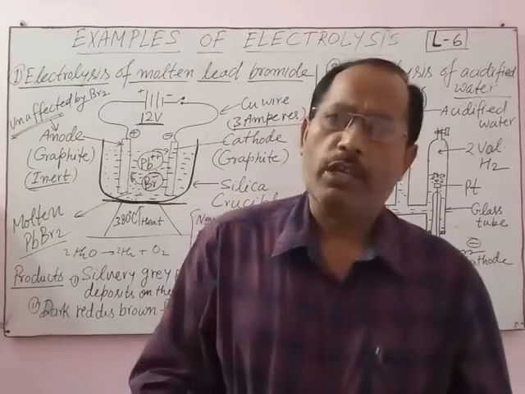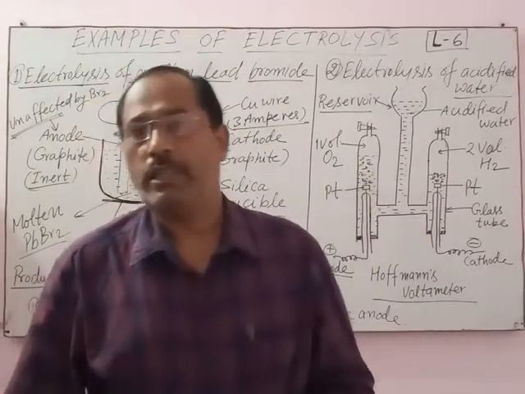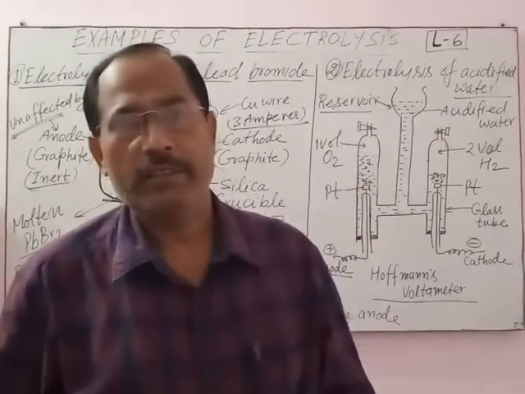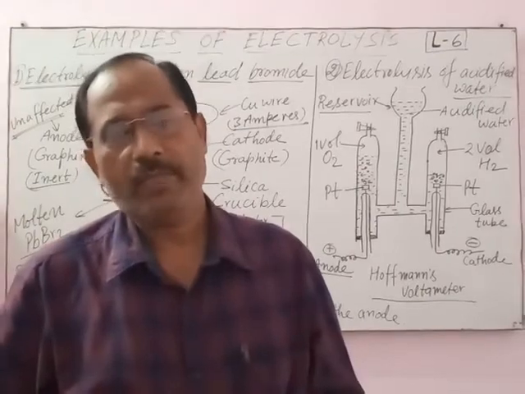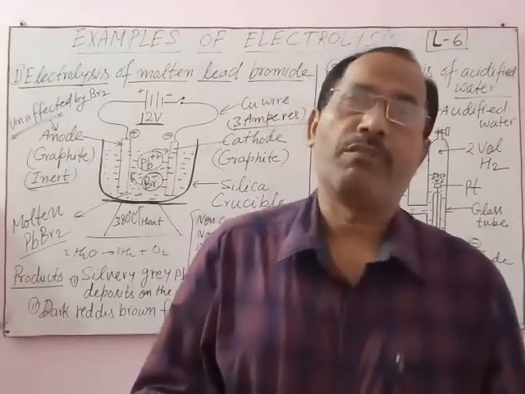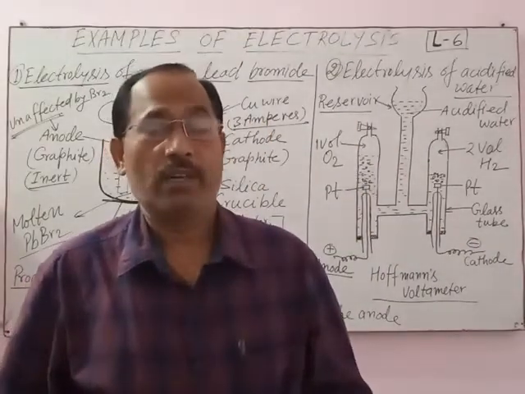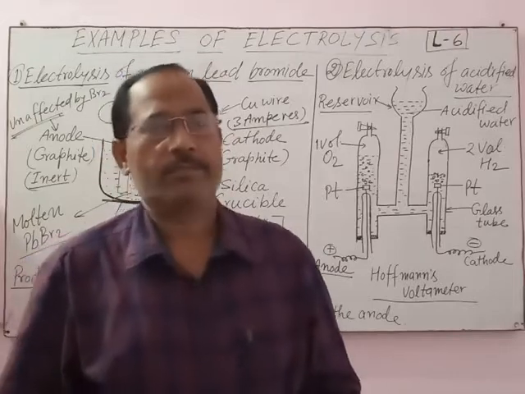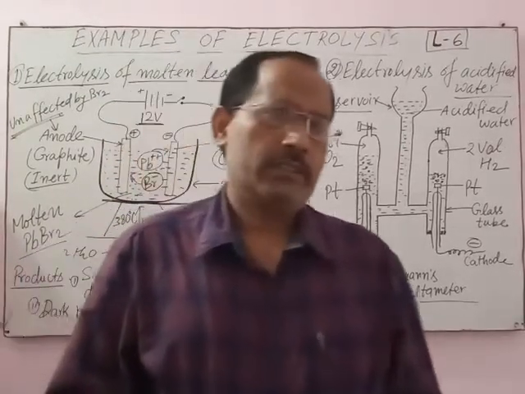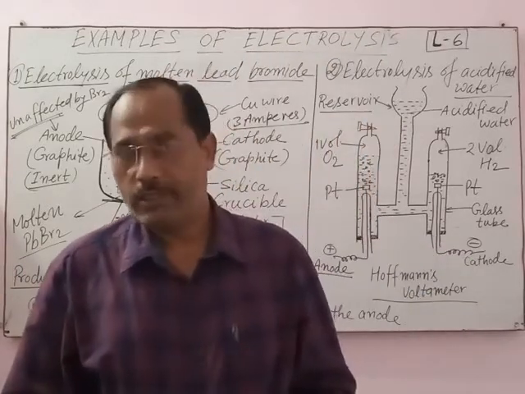During the electrolysis, two important processes occur at particular electrodes, that is cathode and anode. At cathode, the process of reduction takes place, and at anode, oxidation occurs. These two processes occur simultaneously in the electrolytic cell.